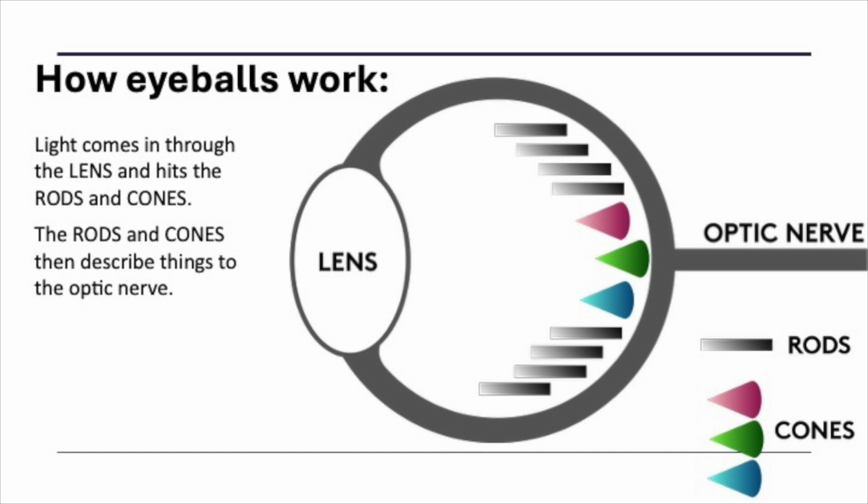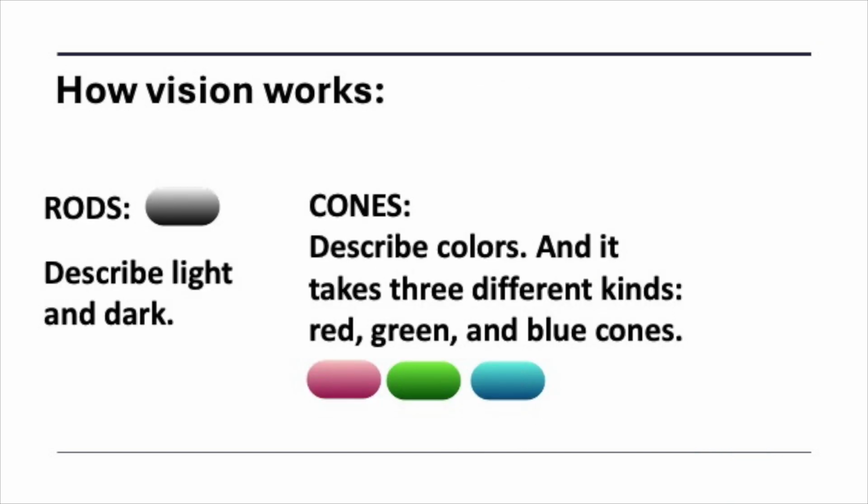Now, your eyeball is connected to an optic nerve. Each of them has a separate optic nerve that runs through your head. And as light comes in through the lens, it hits the rods and cones, and then the rods and cones describe what the light is presenting to the optic nerve. And rods describe light and dark, shades of lightness and darkness. And cones describe color qualities. Now, it takes three different kinds of cones to describe the spectrum of colors in the world. You have red, green, and blue cones in a general eyeball setting.